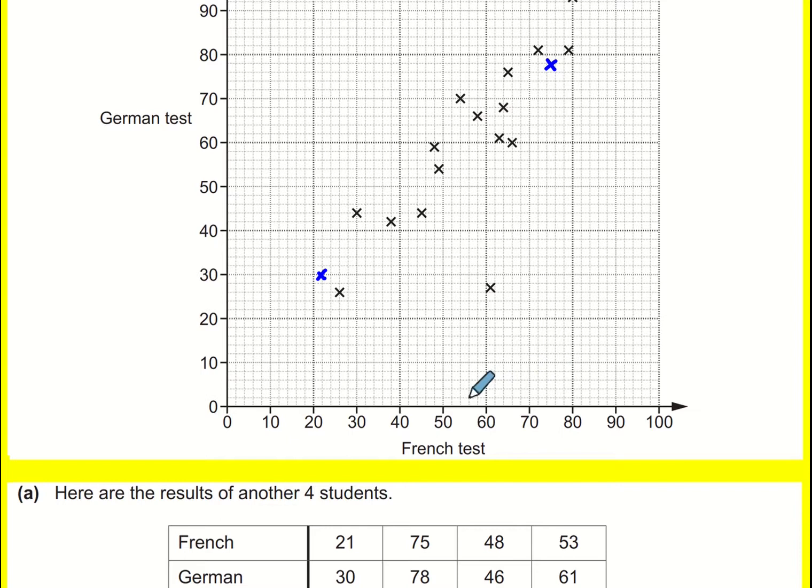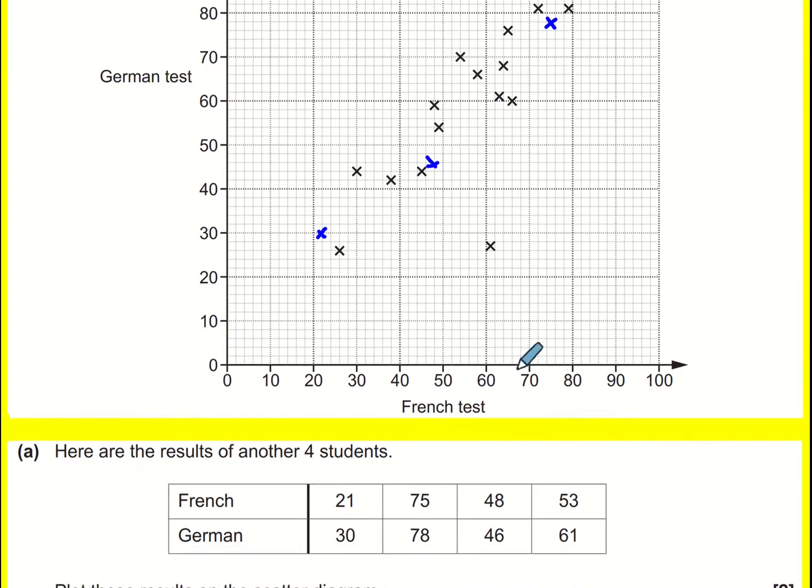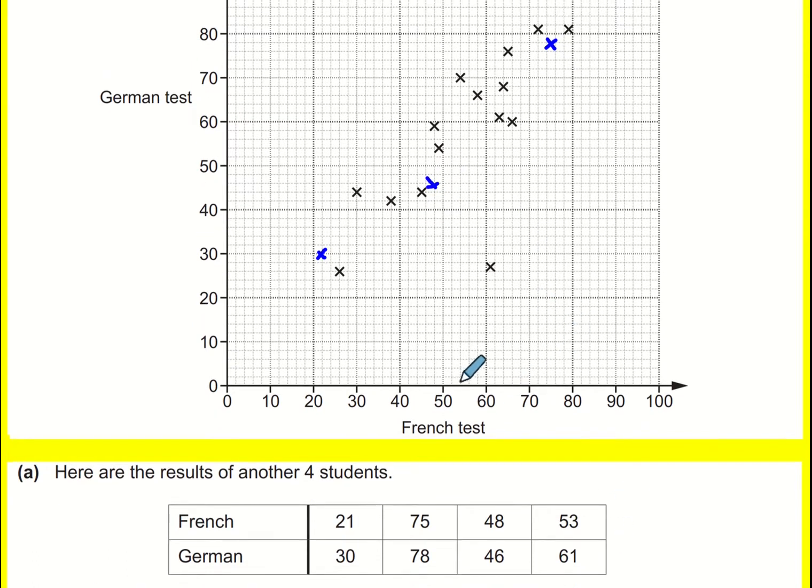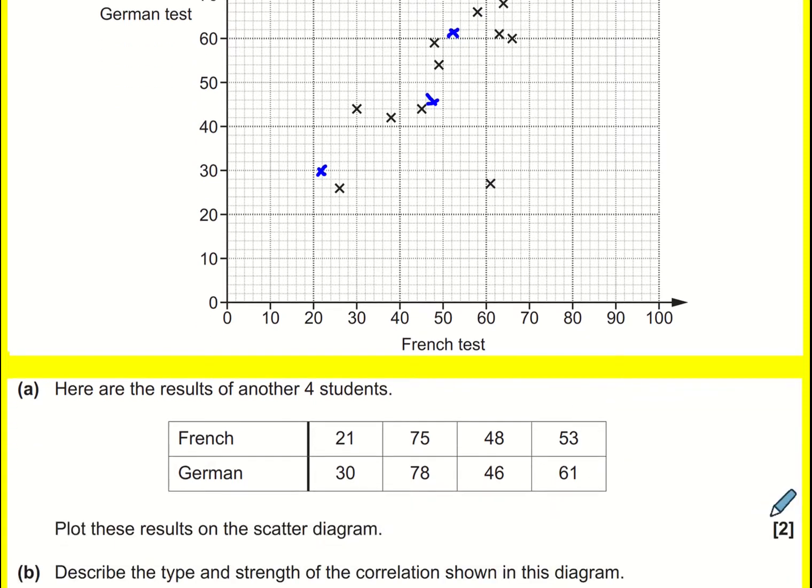48 against 46, 48, 46. And finally 53 against 61, so that's going to be 1.5 squares. And then half square here. Okay, brilliant. Those are our 4 results.